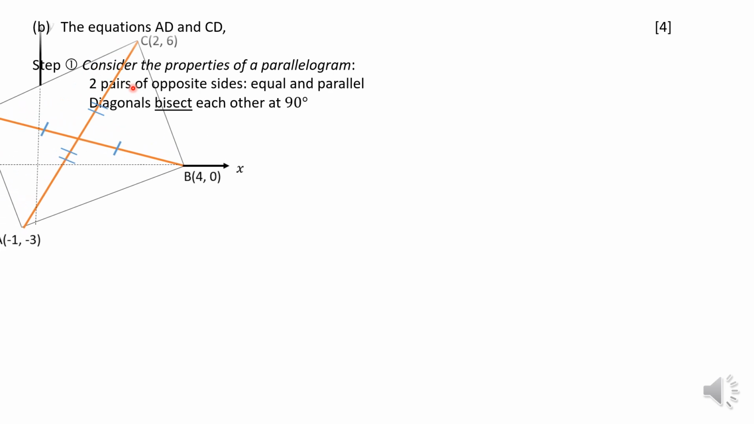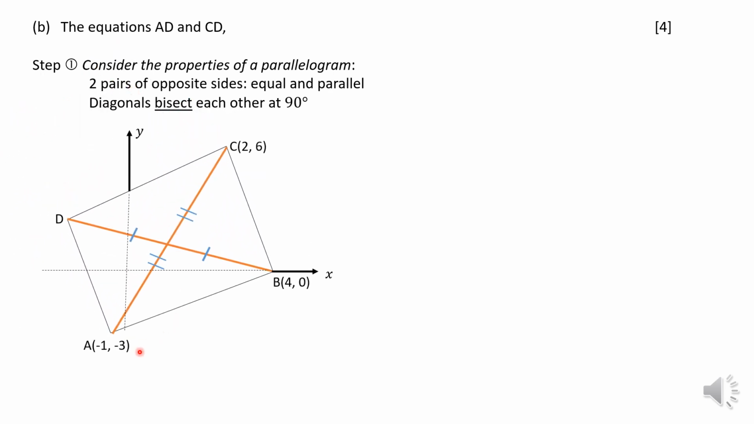Then part B says we're supposed to find the equations of AD and CD. So I'm going to bring the diagram back. We are supposed to find the equation of AD, that is this equation, and CD. All right.